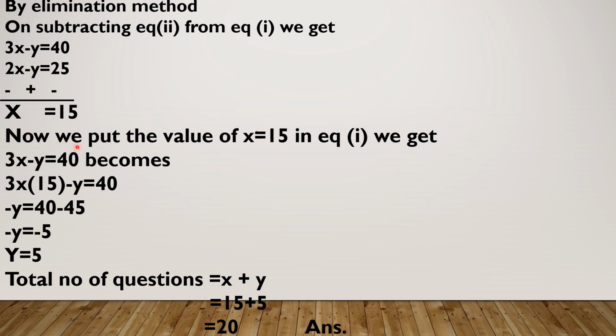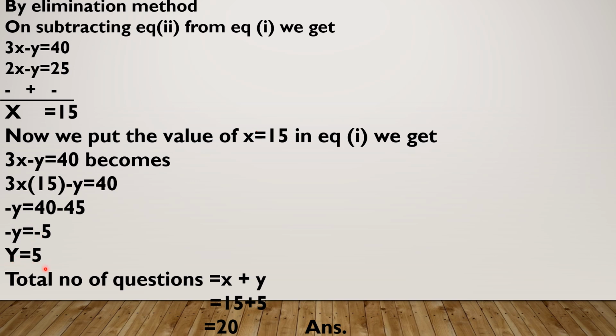Here we put the value of x equals 15 in our equation number first, 3x minus y equals 40. So on putting x equals 15, it becomes 3 multiplied by 15 minus y equals 40. We get 45 minus y equals 40. On solving, we get minus y equals 40 minus 45, so minus y equals minus 5. Here the minus signs cancel out each other on the LHS and RHS. So we get y equals 5.